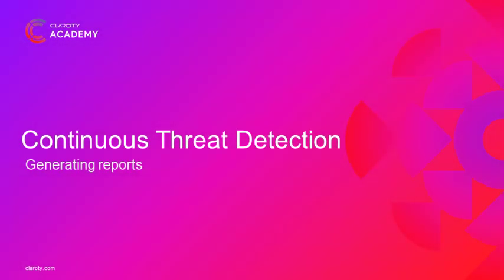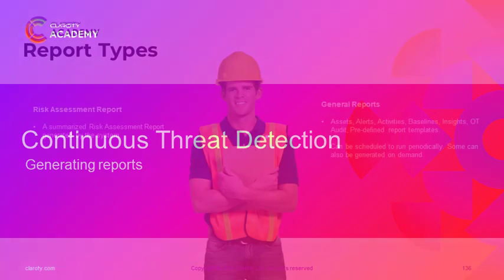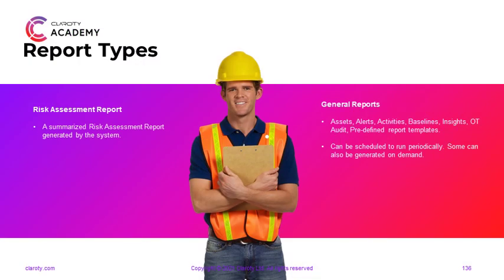This module demonstrates CTD's overall reporting capabilities. This includes the risk assessment, assets, insights, activity log, and OT audit reporting functions. CTD has a number of easy-to-use reporting functions that allow you to collate needed data and deliver it to the relevant personnel easily and quickly. In all cases, report generation is automatic and faster than an attempt to generate the same reports manually.